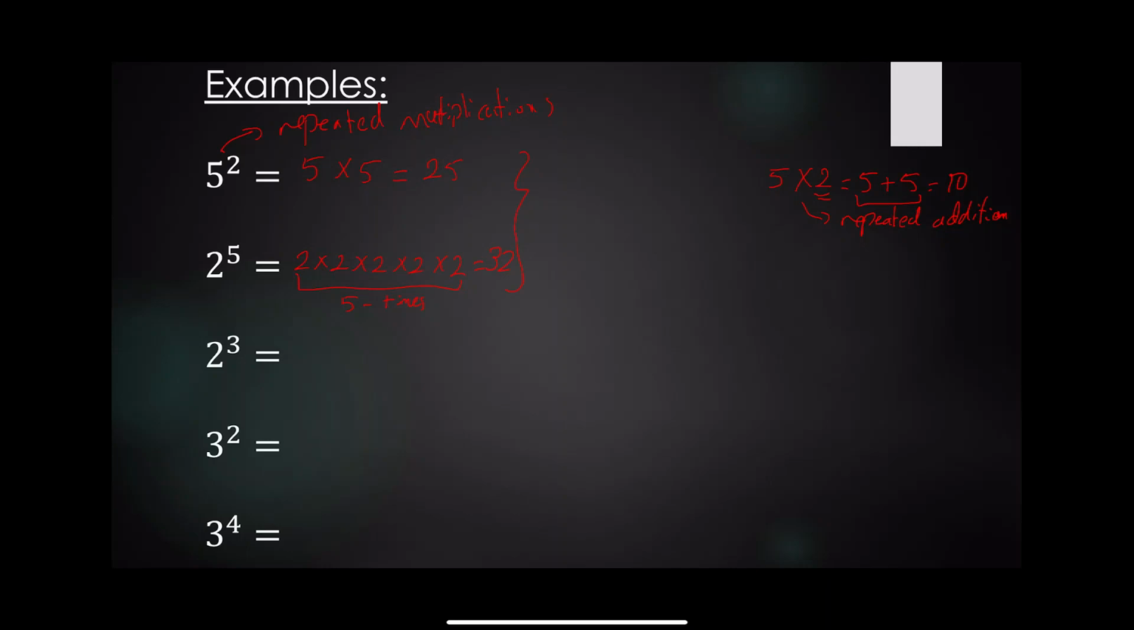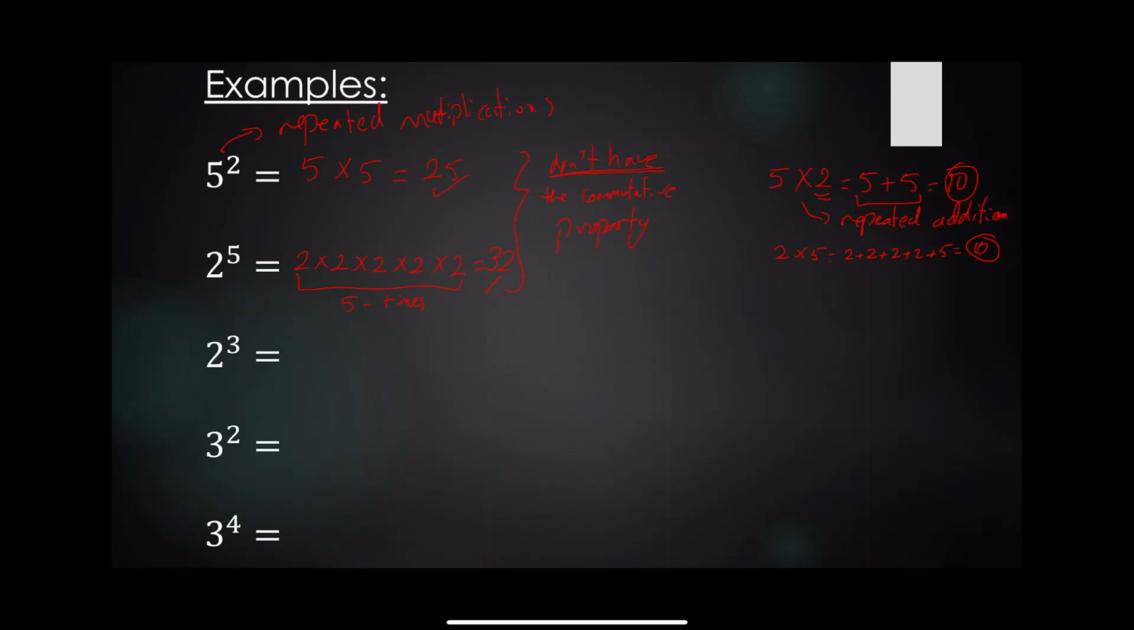5 to the power 2 is not the same as 2 to the power 5. So the exponents do not have the commutative property. It's not like the multiplication. If we did 2 times 5, it means add 2 to itself 5 times, and the answer is going to be 10, exactly as 5 times 2. In case of 5 to the power 2, we got 25, but in case of 2 to the power 5, we got 32. So the exponent does not have the commutative property.